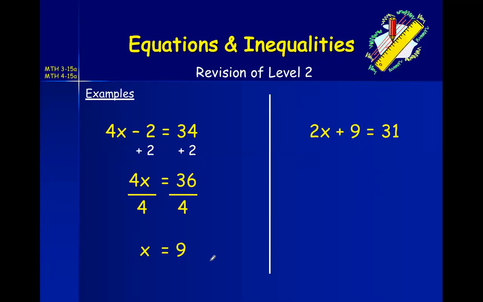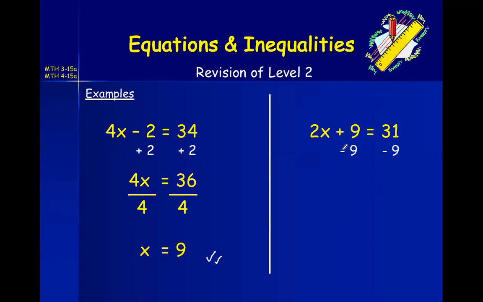So the one thing I ask all my students to do whenever they give an answer is to check that the answer makes sense. You just substitute that 9 into x. 4 times 9 is 36. 36 take away 2 is 34. Then you can say that for sure this is correct.